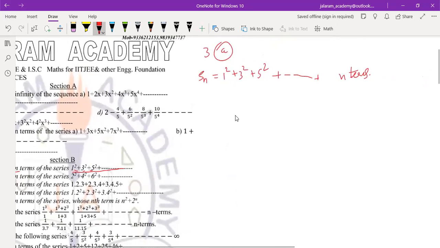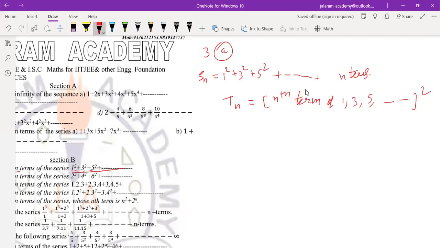So first of all, find the nth term of this series. So what is the nth term? So look at this. It is the nth term of 1, 3, 5 whole square. As the first term is 1, its square is given by the first term 1 square. Second term is given by square of 3. Third term is given by square of 5, which is the third term of this series. So nth term will be given by the square of this 1, 3, 5 series.